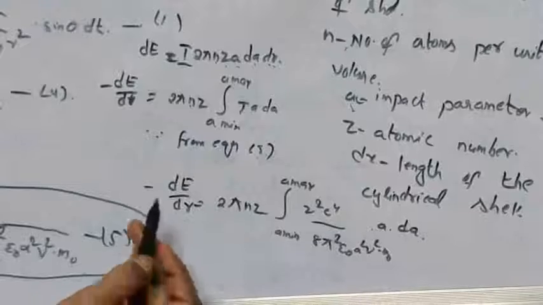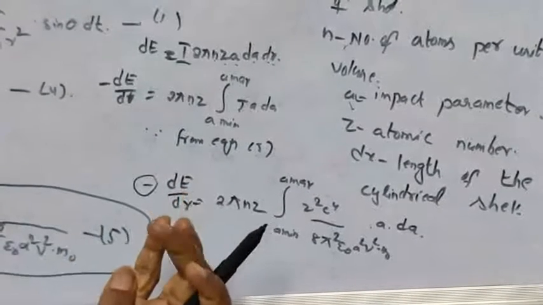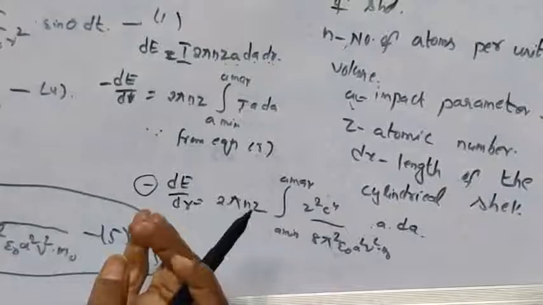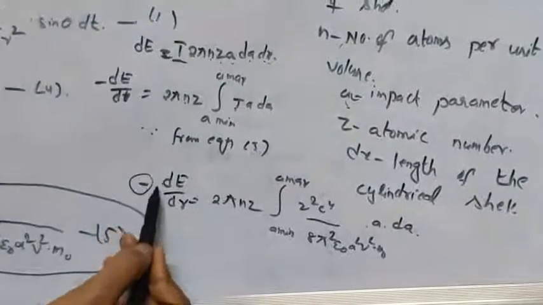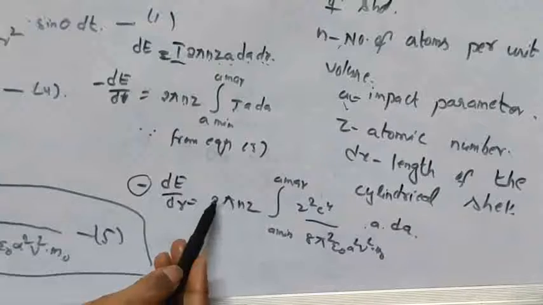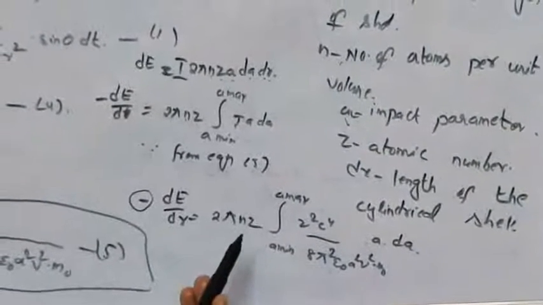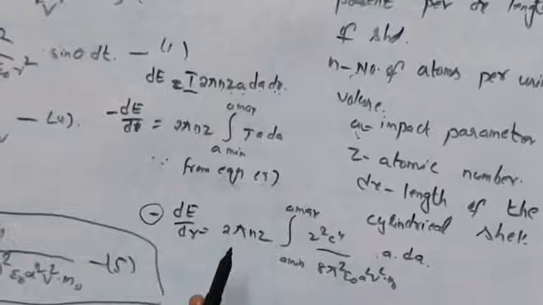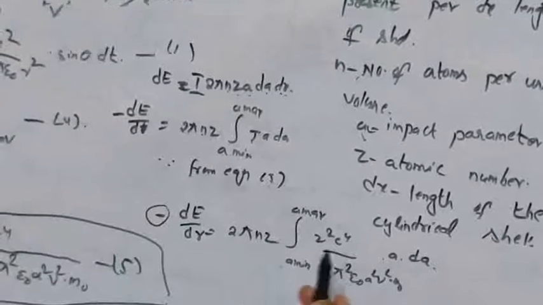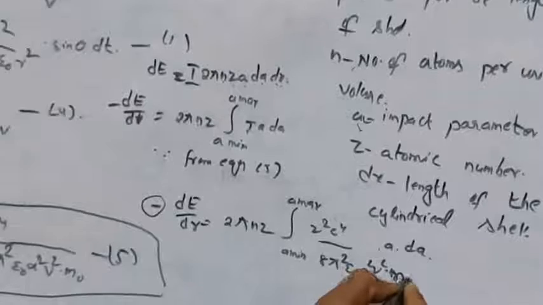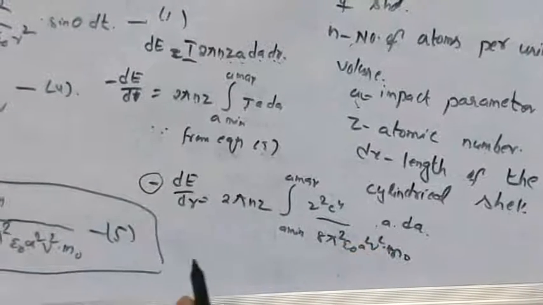Why are we representing this equation with minus? Because we are considering the loss of energy per unit path length, so we are representing it with minus. So minus dE by dx is equal to 2 pi nz integral z square e power 4 by 8 pi square epsilon naught a square v square into m naught, into a into dA.